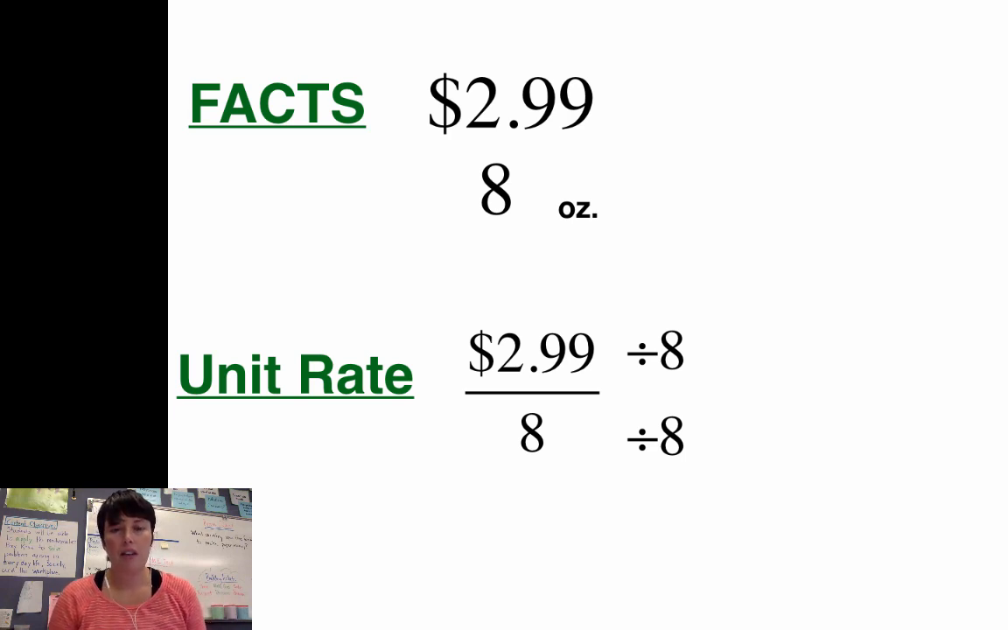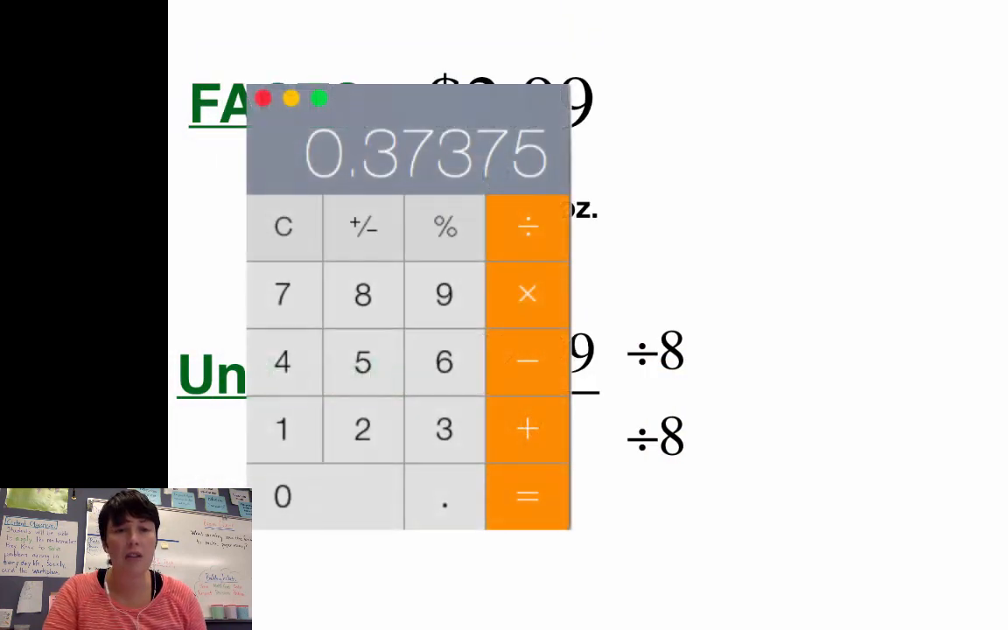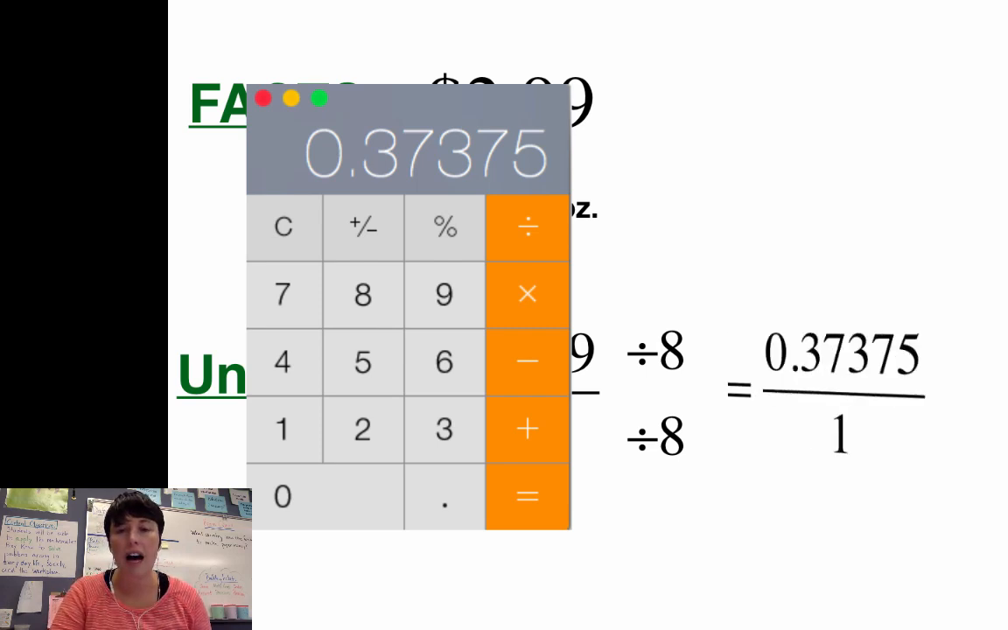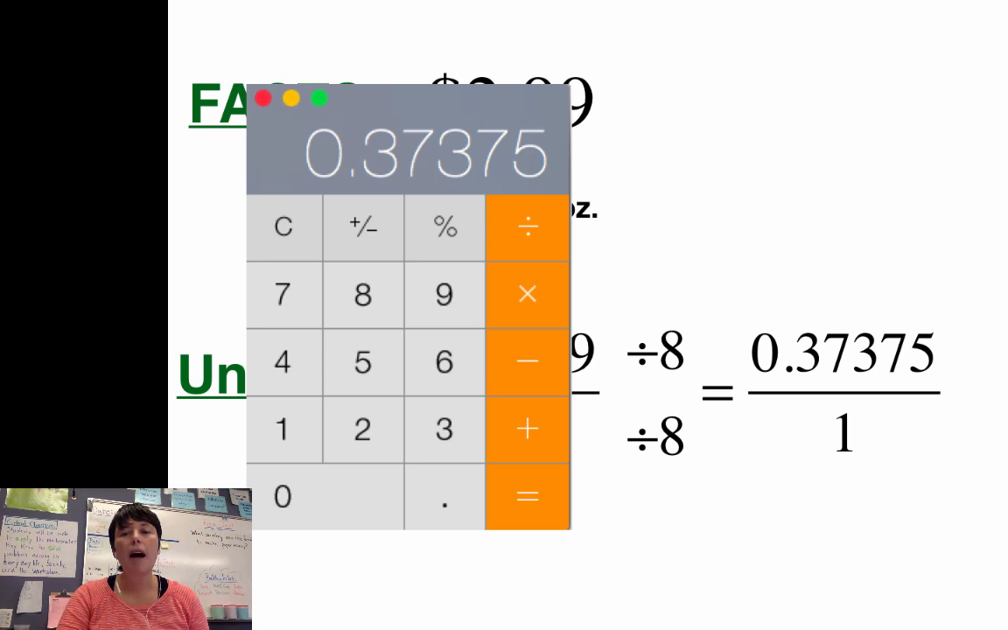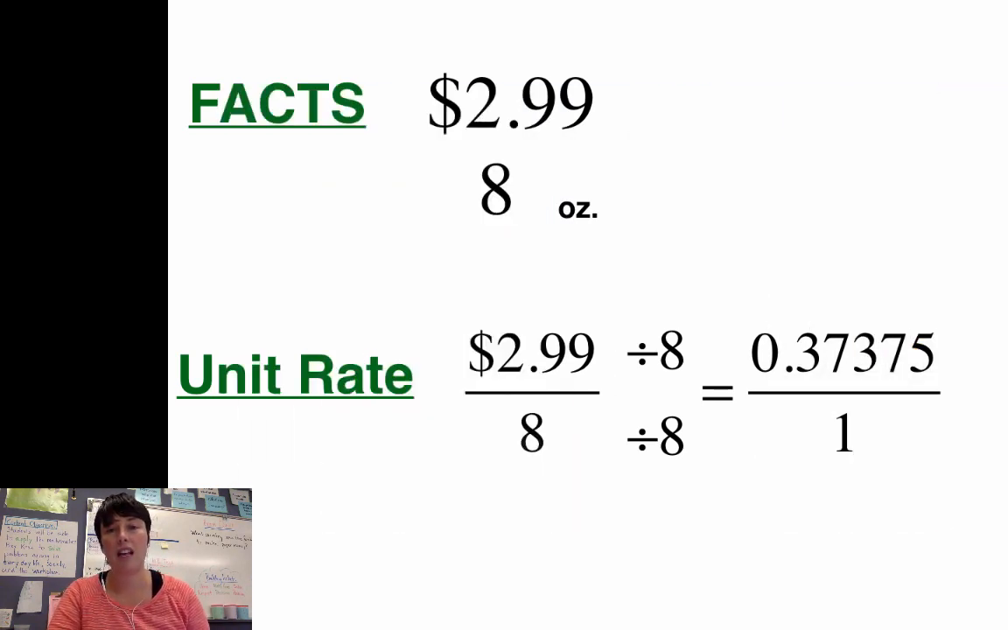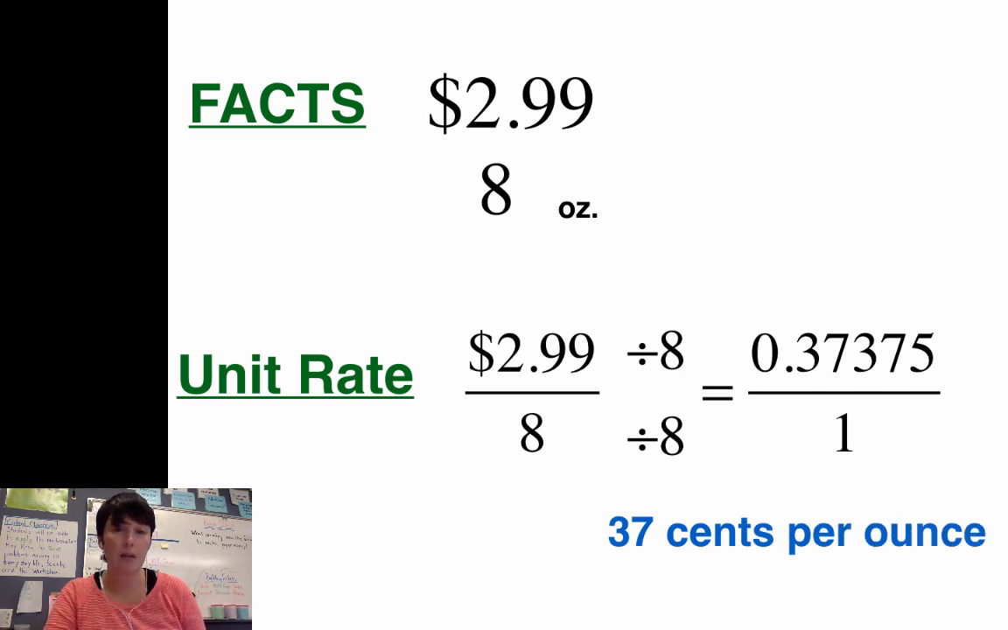So we grab a calculator. And this is the nice thing, when you're shopping, we all have cell phones these days. So you grab your cell phone, you really quickly type in $2.99 divided by 8, and you get that unit rate. You get this decimal, 0.37375. So it is about 37 cents for 1 ounce of this candy. So that's my unit rate, 37 cents per ounce.